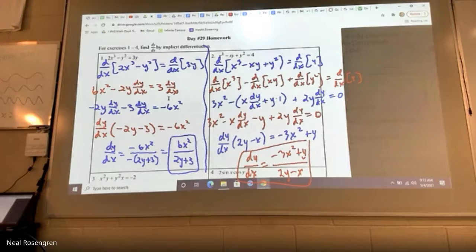Number 3 looks like we're going to need the product rule twice. And x squared y is going to need the product rule, and then y squared x, that'll need its own product rule. But I'll leave these two up just for another moment. And then I'll do 3 and 4, and yeah, we might just jump right into some stuff tomorrow.